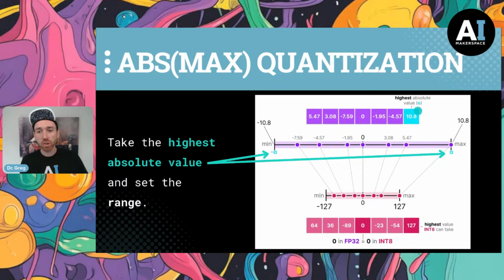Let me take the absolute value of the maximum weight value. In this case, we're showing it as 10.8, let's say. Let's say that's the biggest weight. It could be positive, it could be negative. We're taking the absolute value. And we're just going to set the range so that the min and max are both 10.8. And we're going to quantize accordingly. Now, if we have the same range on the left as on the right, we can do this symmetrical, stay at 0, very nice, easy quantization.